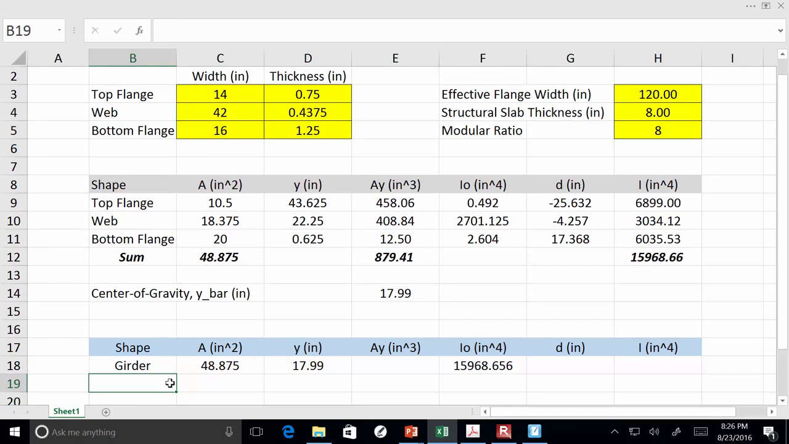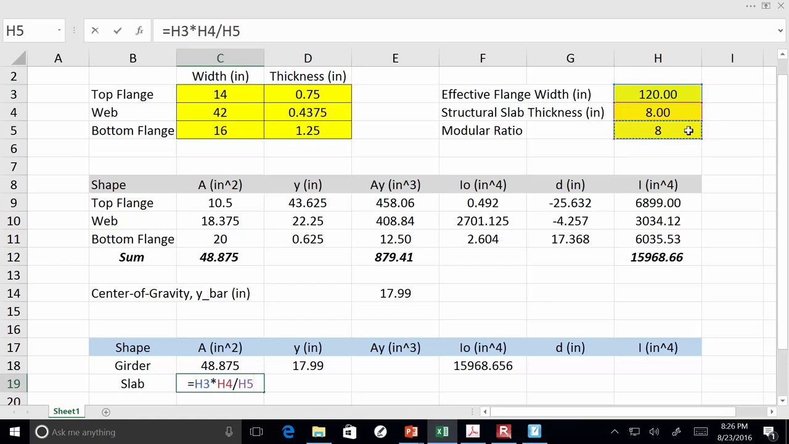What about the slab? Okay. All right. What's the area of the slab going to be? 120 by 8. But what do we have to do? We have to turn it into an effective lump of steel. So how do we do that? We divide by 8. So it's going to be the area, the width times thickness. But we got to divide that by 8. See what I mean?